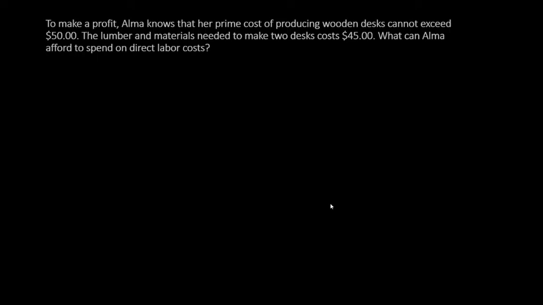To make a profit, Alma knows that her prime cost of producing wooden desks cannot exceed $50. The lumber and materials needed to make 2 desks cost $45. So what can she afford to spend on direct labor costs? Okay. So this time, notice that we're not looking at prime costs. We're trying to figure out direct labor costs. How much can she afford to pay people?